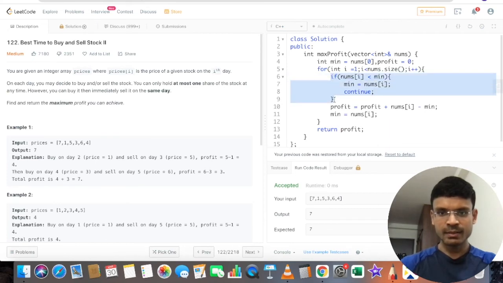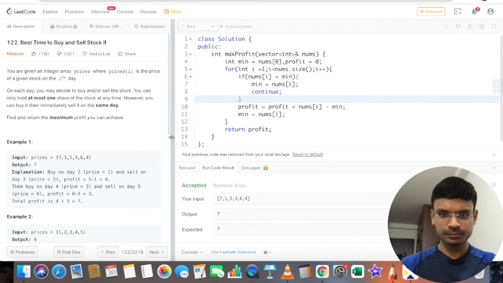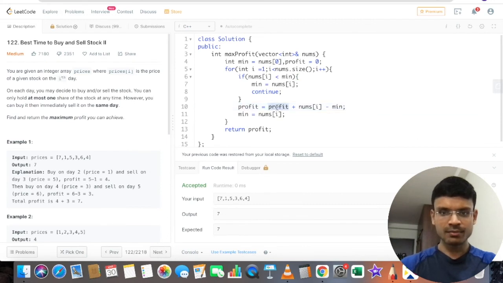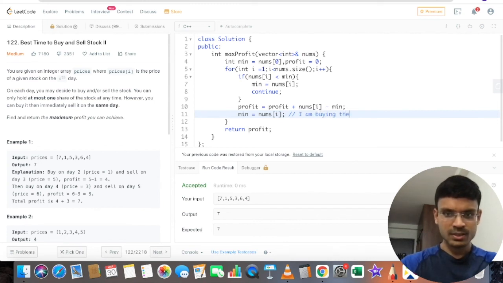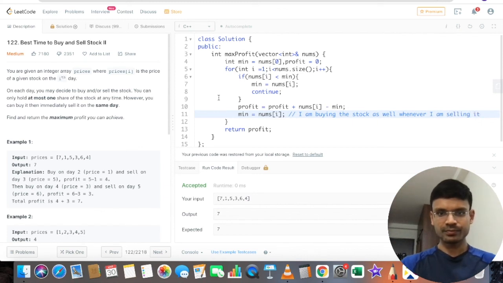And if it is not the case, it means I have to sell the stock. So in that case, I am taking a cumulative sum of the previous profit that has been accumulated till this point of time and the current profit, which is current stock price minus min value. And the min value at this point would have the value at which I had bought the stock. And also I am updating the min value as the current stock price. So it means that I am buying the stock as well whenever I am selling it, right? And in the end I am just returning profit.